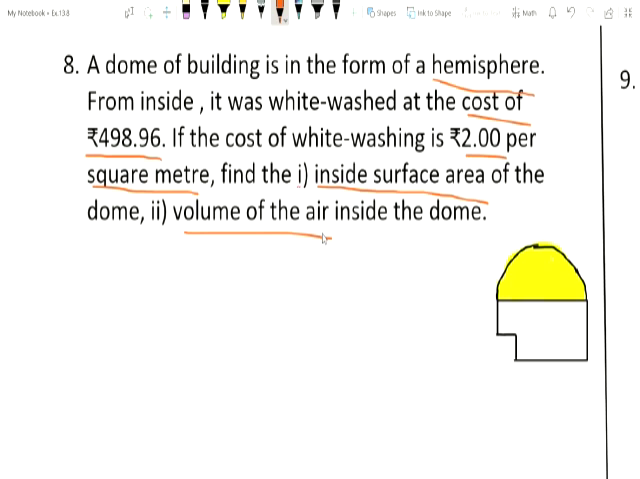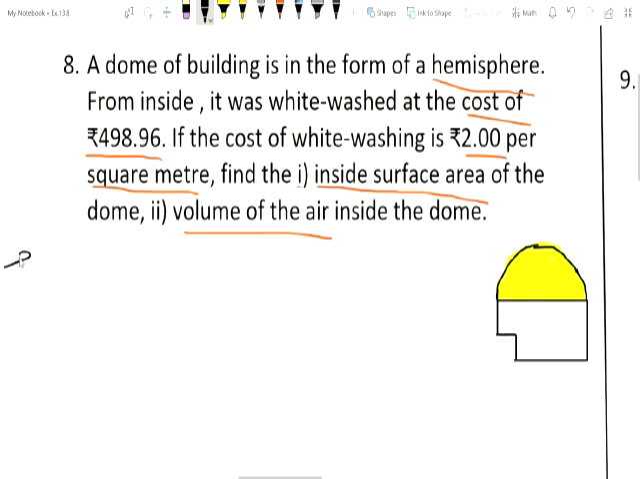So what is given here, children? The total cost of whitewashing is given and cost of whitewashing per square meter is given. We need to find out inside surface area. And next, volume of the air inside the dome. These two things we need to find out. See here, this is the dome in the form of hemisphere. Here inside only they are whitewashing. So the total cost is given and cost per square meter is given. We need to find out the surface area. So inside surface area means it represents CSA. Okay, children.